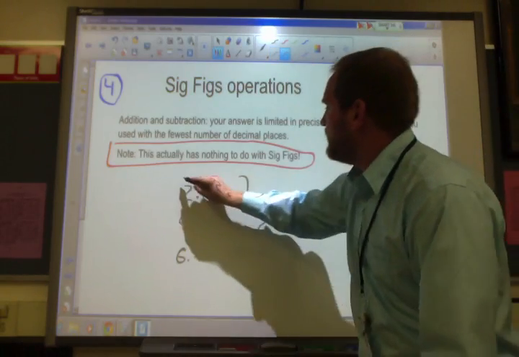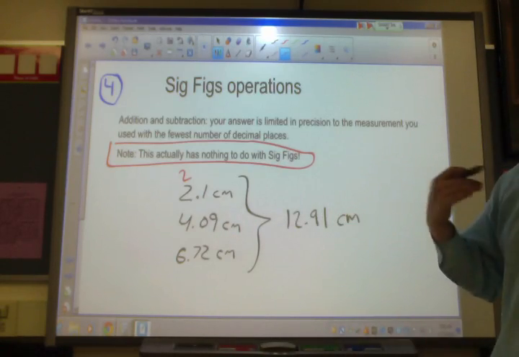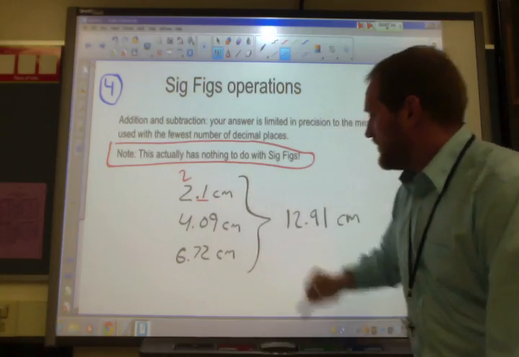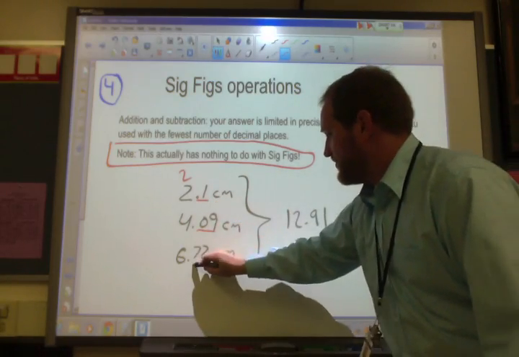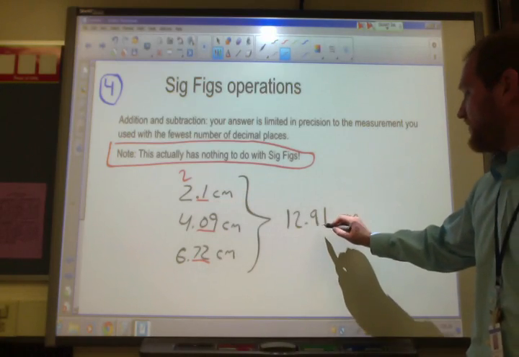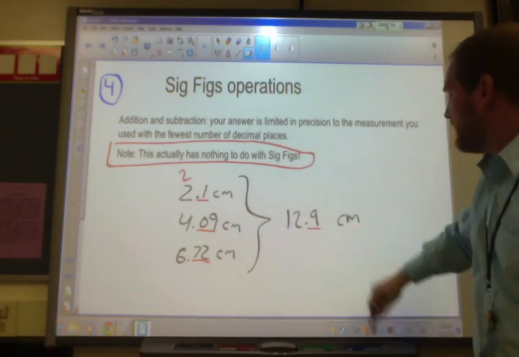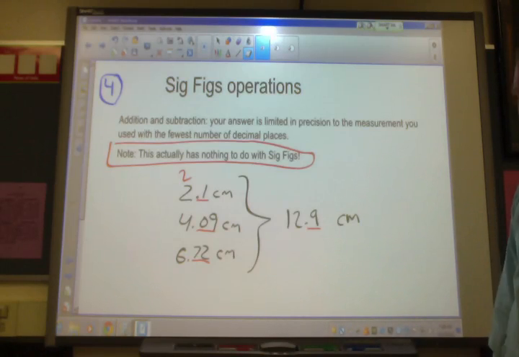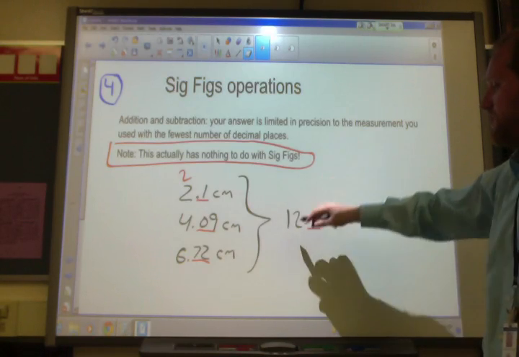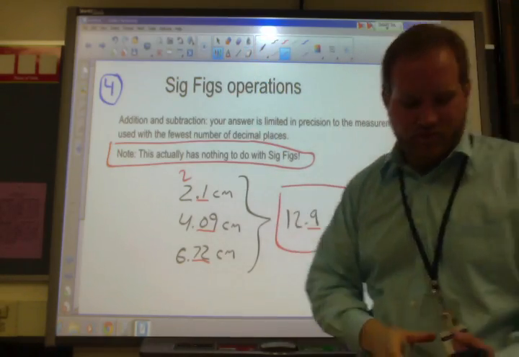You're not going to say 2 sig figs, 3 and 3, so let's round that off to 2. You look at decimal places. 1 decimal place, 2 decimal places, 2 decimal places, you're limited to the 1. So this we have to round off to the 10th place, so we're just going to knock that 1 off. If that 1 were higher than a 4, this would round up to 13.0. So that's the rule for addition and subtraction.